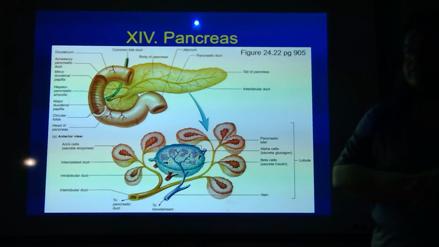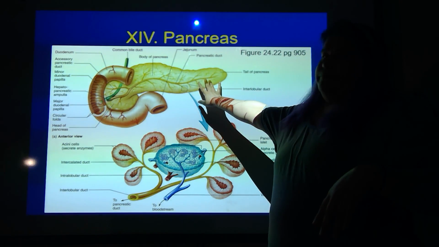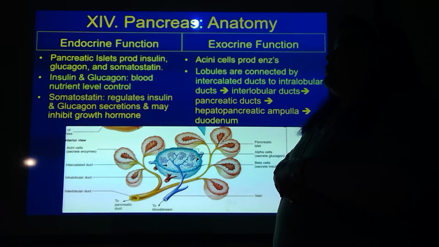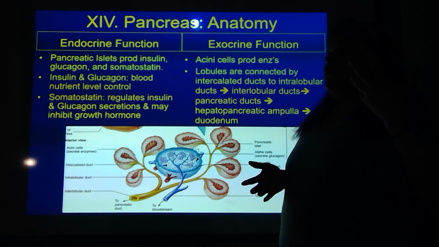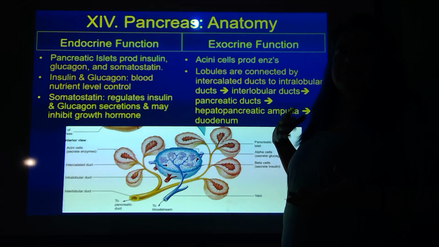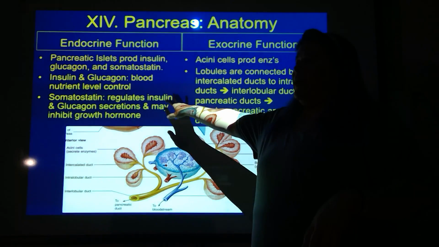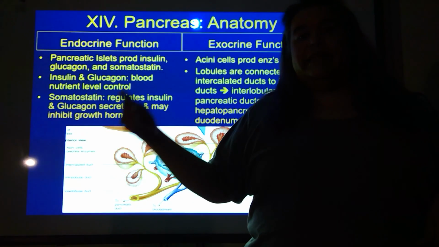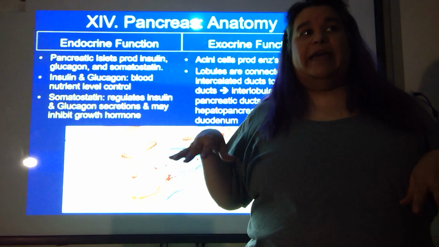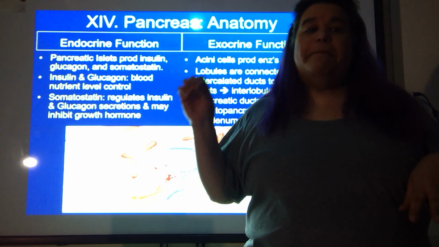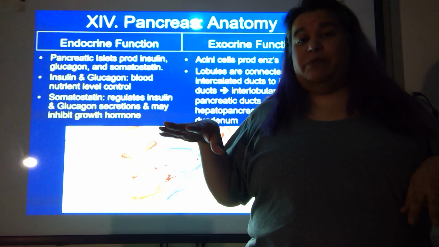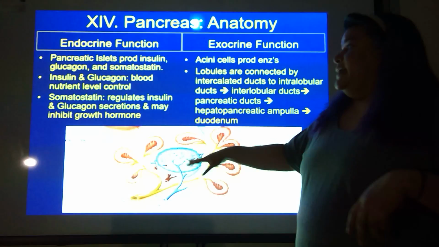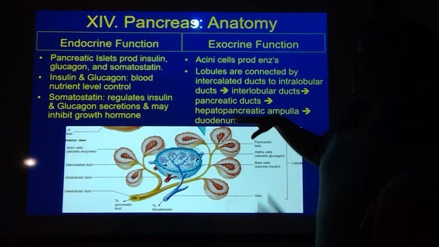Okay, so the pancreas. It's this little wormy dude right here, okay? We already kind of know this. We've talked about it previously. The pancreas has both endocrine and exocrine functions. Endocrine, because it's got the pancreatic islets that produce the insulin, the glucagon, and the somatostatin. Insulin and glucagon are responsible for controlling your glucose level in your blood. Somatostatin is basically responsible for controlling insulin and glucagon secretion. And it may inhibit growth hormone.